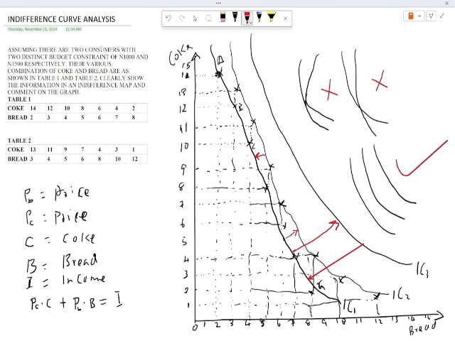Now, we are going to stop here. I believe and hope that this video has been able to improve your knowledge on this subject matter.